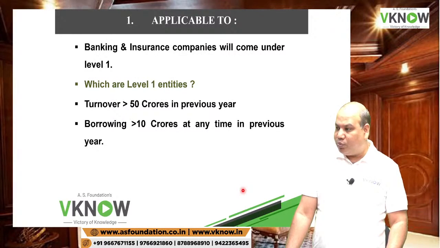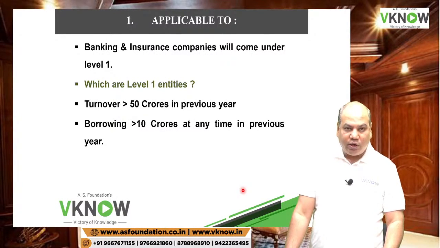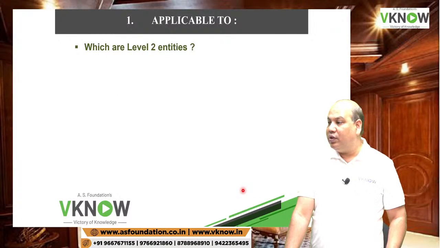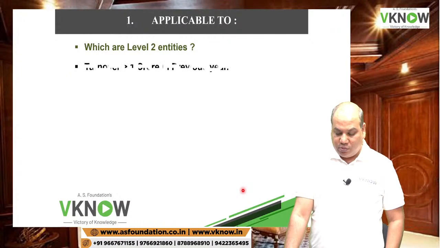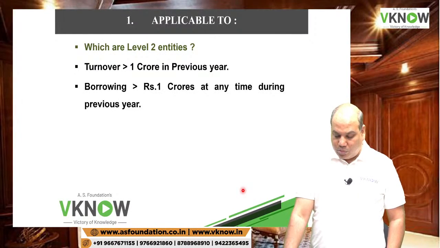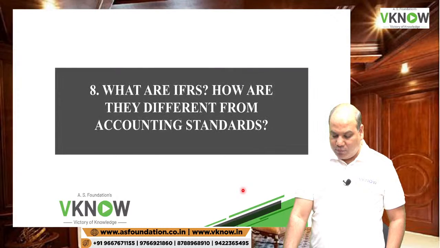If turnover is more than 50 crore in the previous year or borrowing is more than 10 crore at any time in the previous year, then they are called level 1 entities, no exemption. Level 2 entities: turnover is more than 1 crore or borrowing is more than 1 crore at any time during the previous year. Good news: in your exam, accounting standards are not asked. Now your syllabus is fully Ind AS.